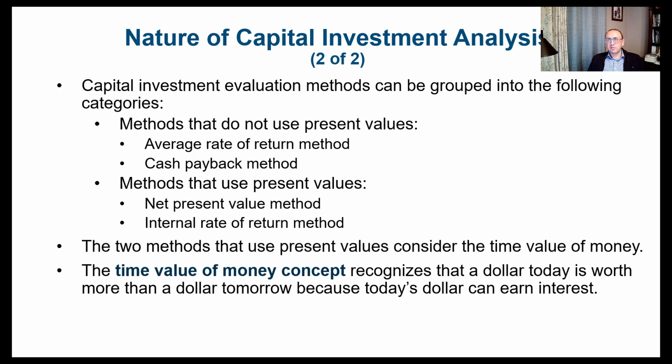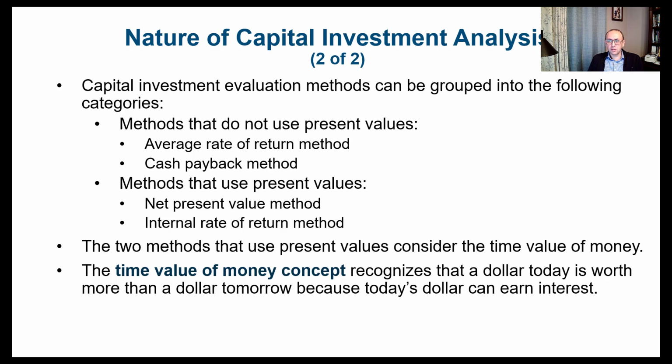So capital investment evaluation methods can be grouped into two main categories. There are methods that do not use present values, and there are methods that use present values. Within the methods that do not use present values, which is actually what we're going to be starting with, are the average rate of return method and something called the cash payback method. So the average rate of return method is trying to calculate the rate of return for that investment, and the cash payback method is how much cash can be generated out of this investment that would cover its initial cost.